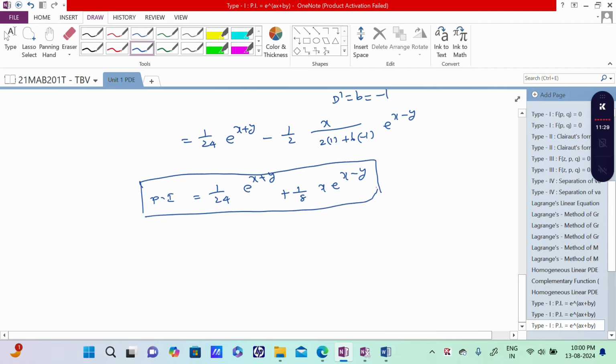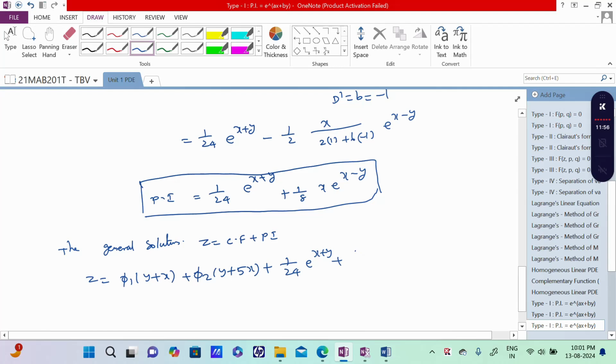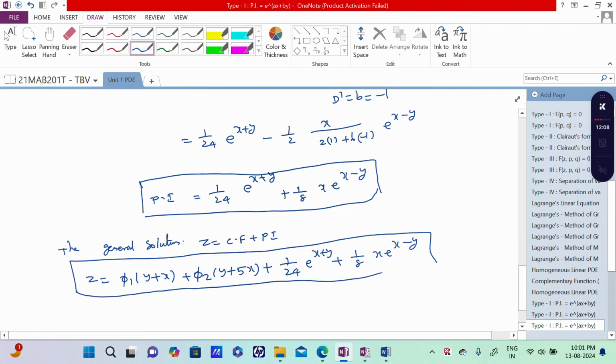Now the general solution is z equal to CF plus PI. Therefore z equals the CF, which is phi 1 of y plus x, phi 2 of y plus 5x, plus 1 by 24 e power x plus y, plus 1 by 8 x e power x minus y. So this is our final solution, for type 1, when the right-hand side is of the form e power ax plus by. Thank you.